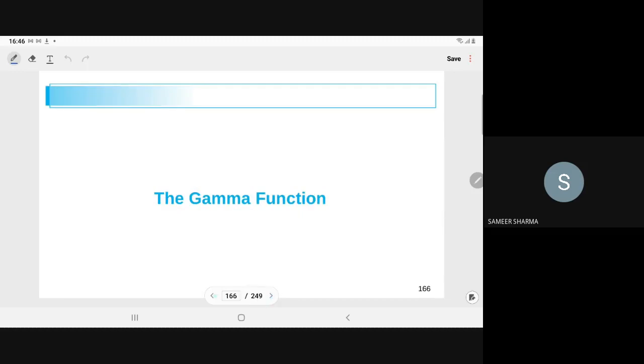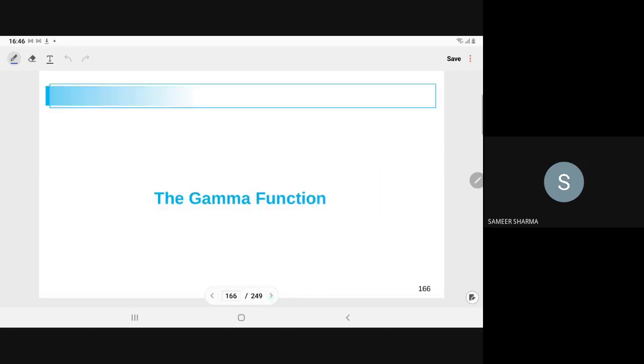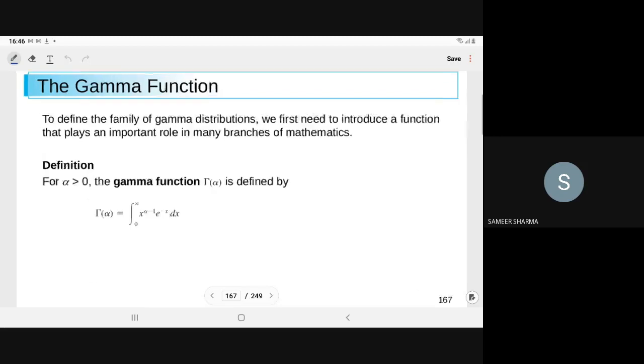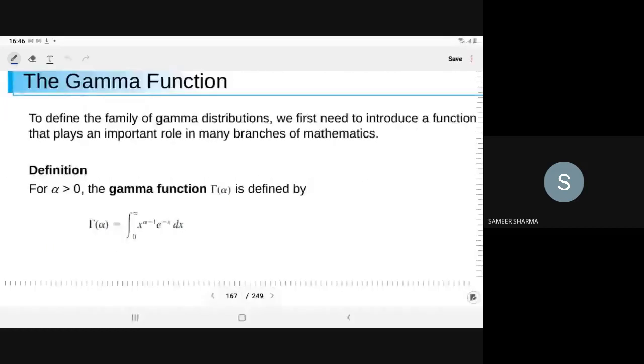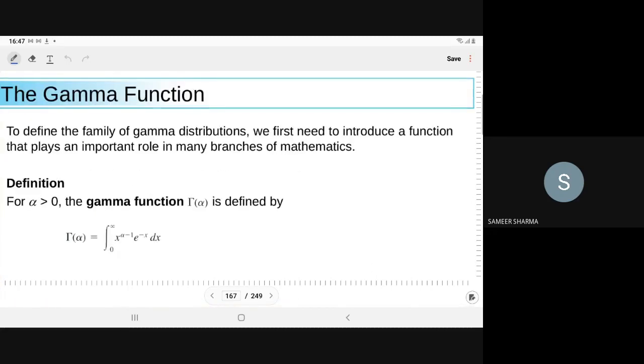Now next is the exponential family, or gamma distribution. For the gamma distribution, we require knowledge of the gamma function. The gamma function is one special function, and its value is: gamma of alpha is equal to the integral from 0 to infinity of x to the power alpha minus 1, e to the power minus x, dx. In calculus or differential equations you will study about this special function.